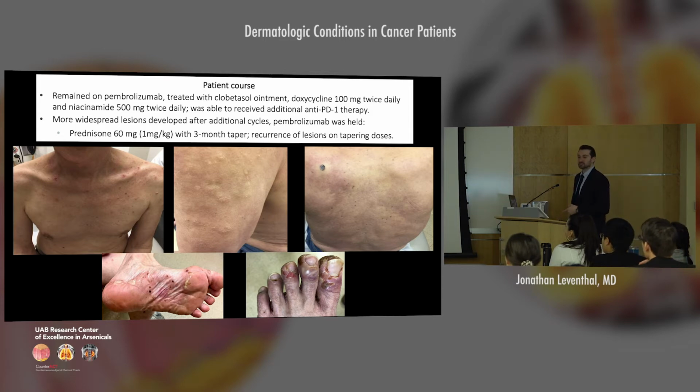So he was actually able to be maintained and receive a few additional cycles of his immunotherapy, but unfortunately, after a few additional cycles, he really developed more widespread pruritic vesicles. And so at that point, given that his blisters really were becoming more intense and painful and now impacting his quality of life, the decision was made to treat him with prednisone and hold immunotherapy.